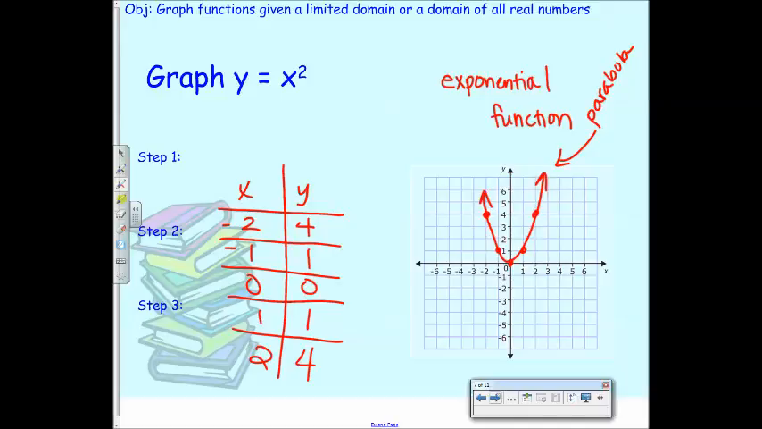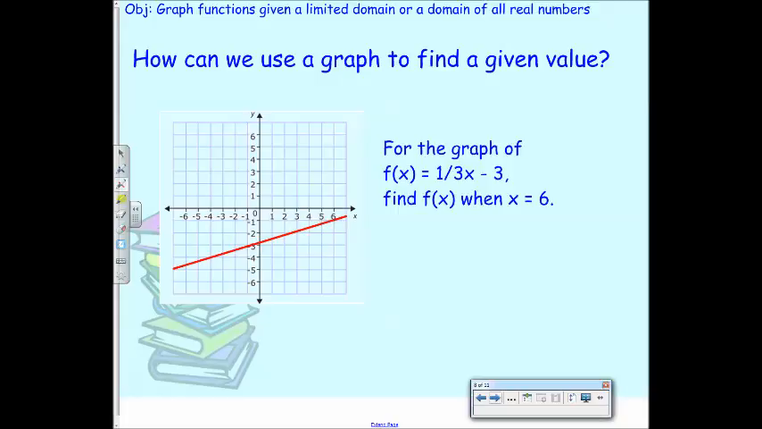Okay, how can I use a graph to find a given value? So let's say, for example, I give you this graph. I say this is the graph of 1/3 x minus 3. Find f of x when x equals 6. How could I use the graph to do this?